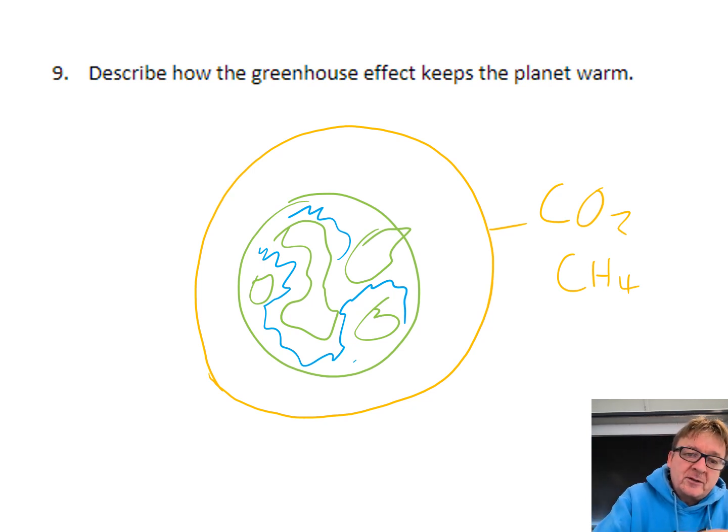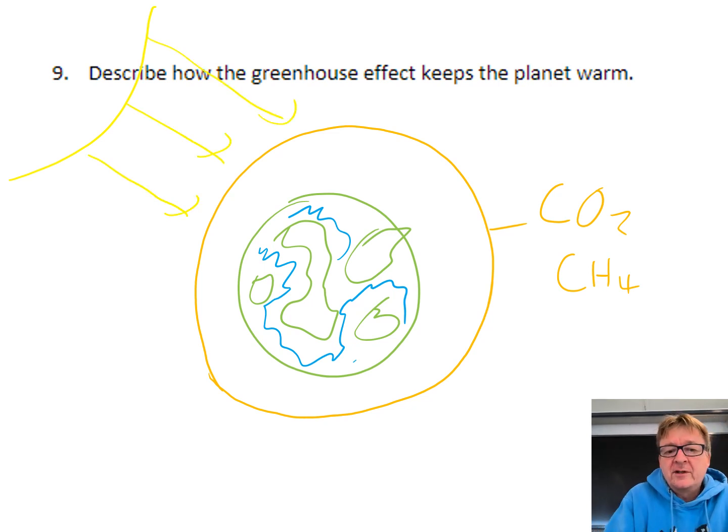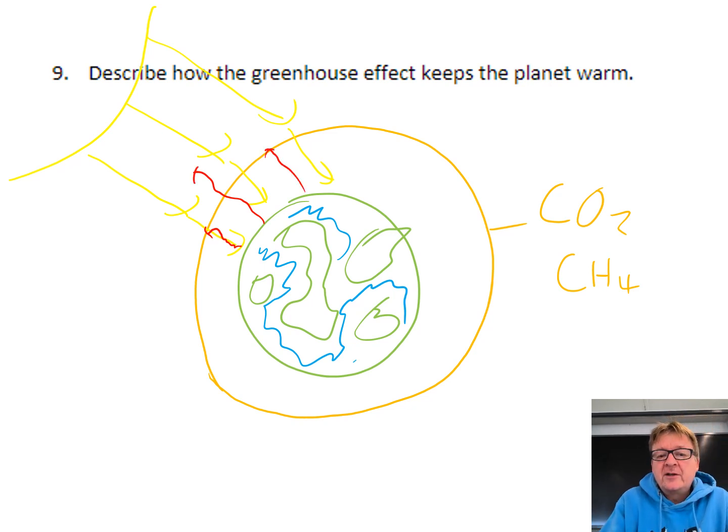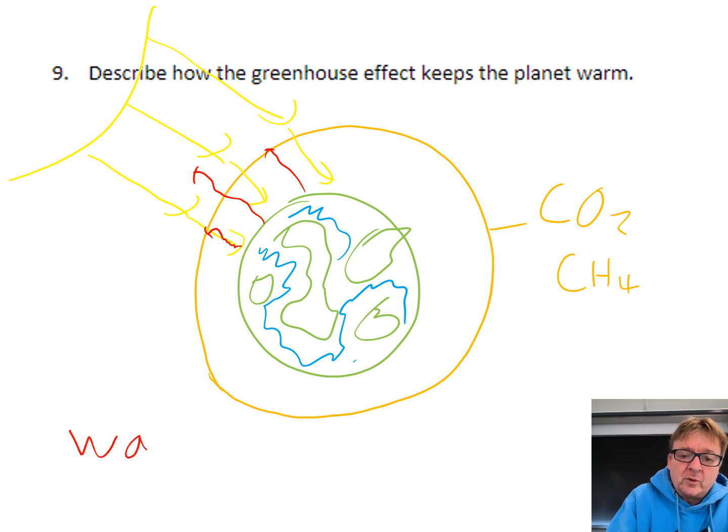Now we're going to do a big sun over here. The big sun is going to shine light onto planet Earth. It goes through the greenhouse gases nice and easily. But then when it hits Earth, it changes its form and turns into heat that then rises. Some of it escapes, some of it doesn't. The heat that doesn't escape warms up the planet.